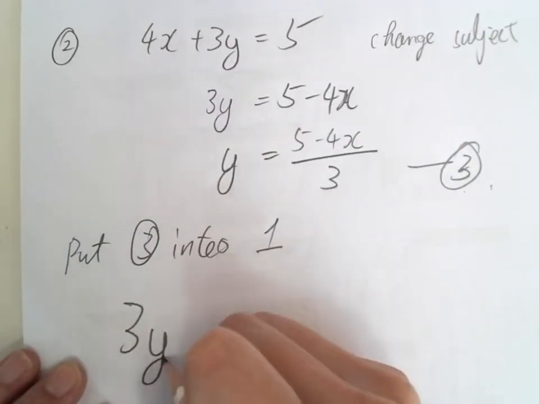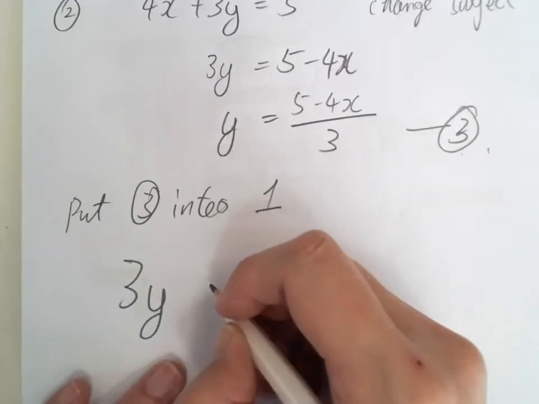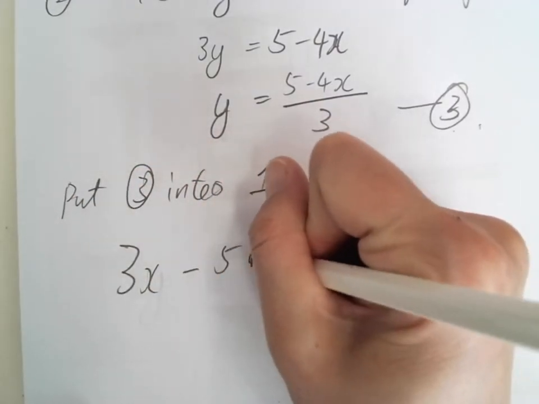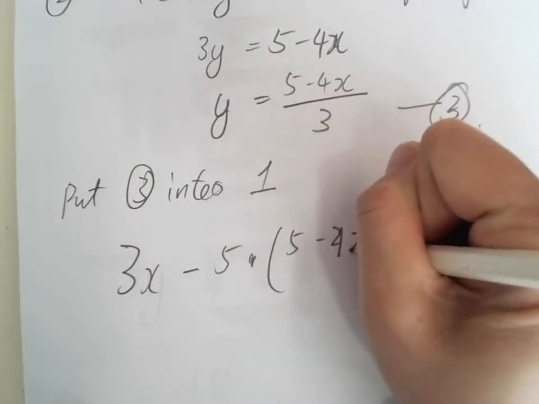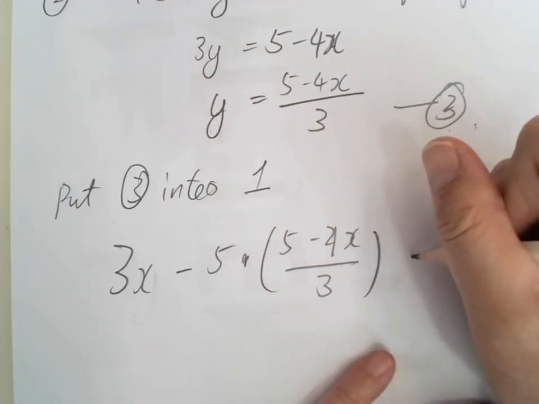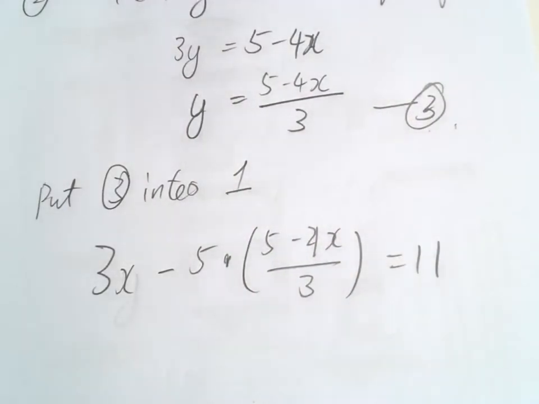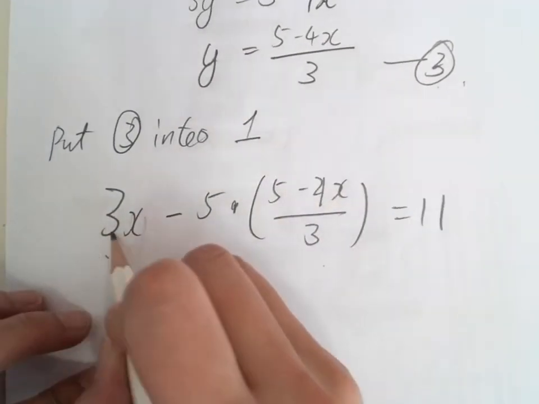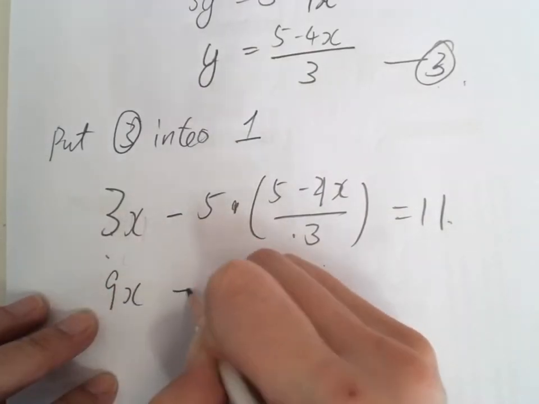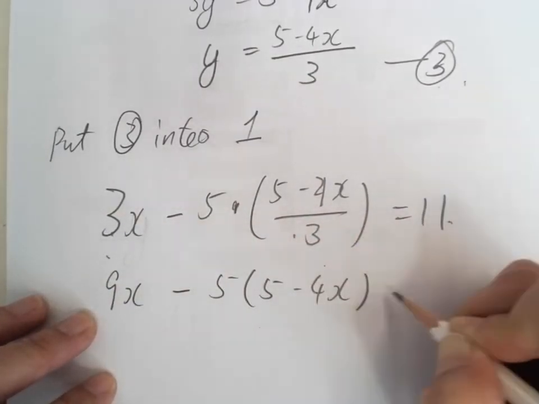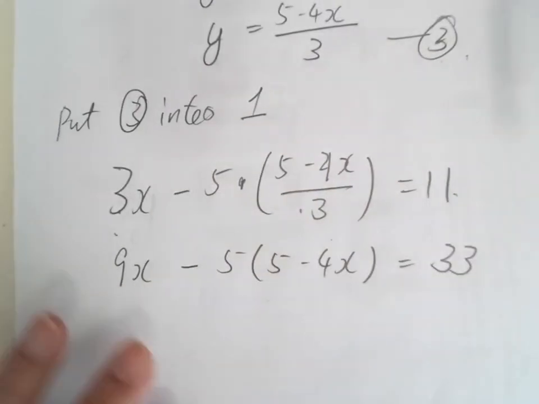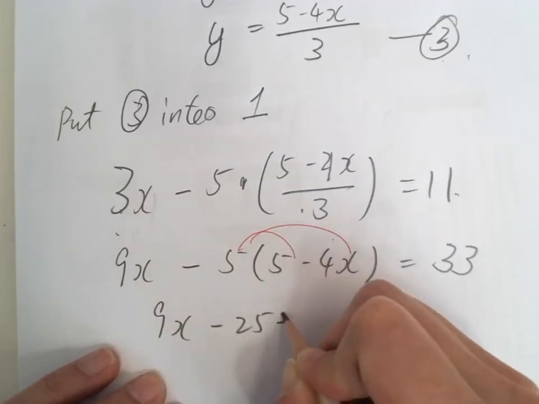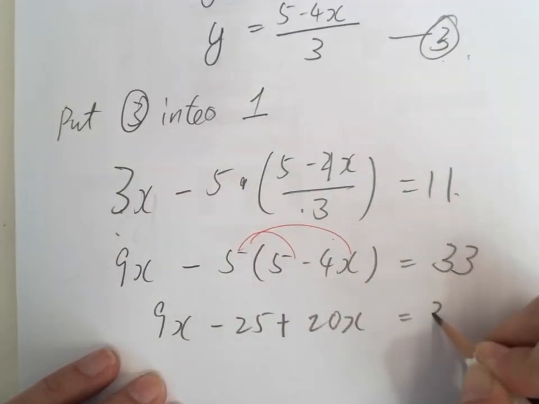So we have 3x minus 5 times 5 minus 4x divided by 3 equals 11. Right, that's annoying, I know. So we're going to multiply the whole equation, every single term, by 3. 9x minus 5 times 5 minus 4x equals 33. And then we expand it. 9x minus 25 plus 20x equals 33.